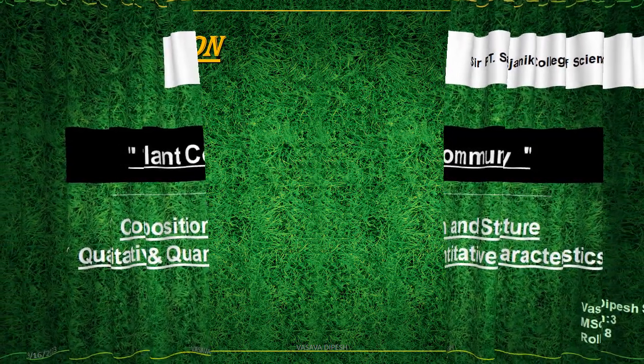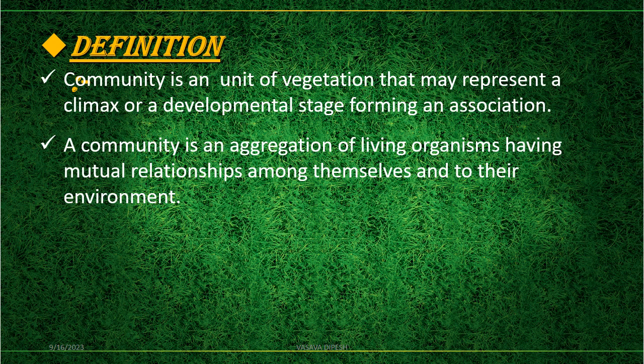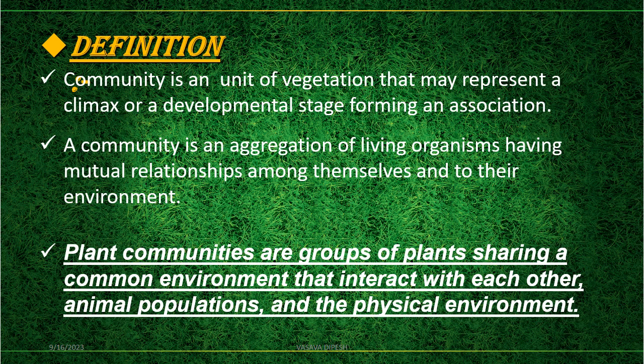So community is a unit of vegetation that may represent a climax or a developmental stage forming an association. A community is an aggregation of living organisms having mutual relationships among themselves and to their environment. Plant communities are groups of plants sharing a common environment that interact with each other, animal populations, and the physical environment.